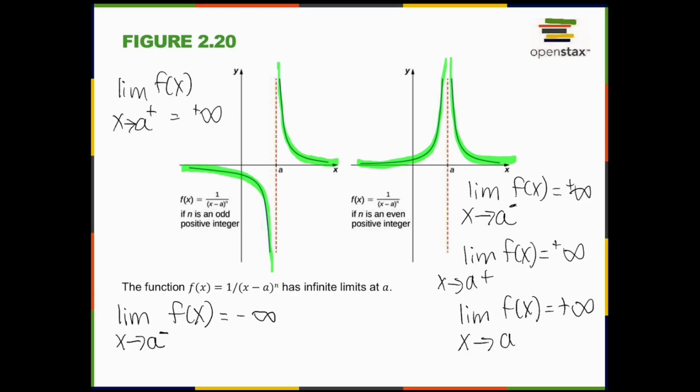So we can describe the behavior of a graph surrounding a vertical asymptote using limits.